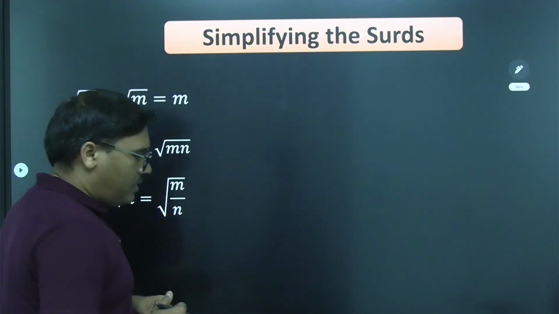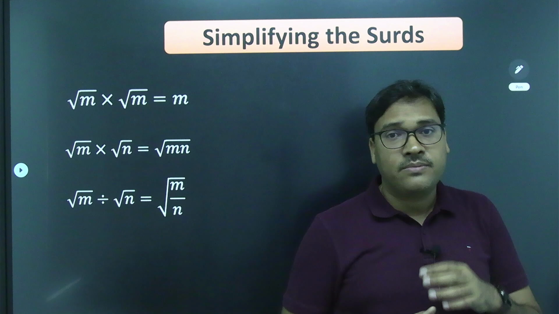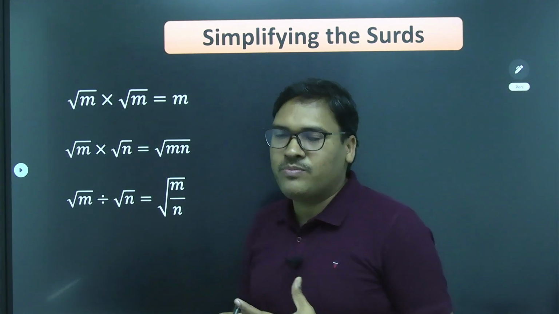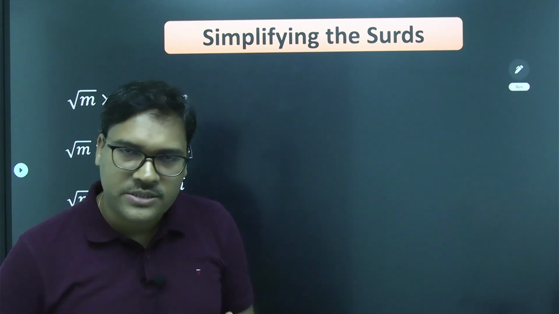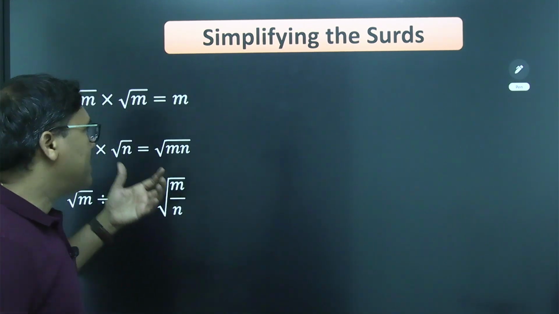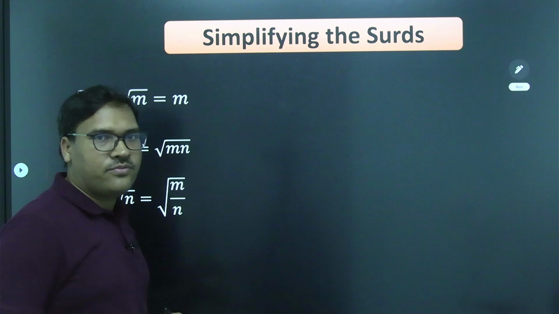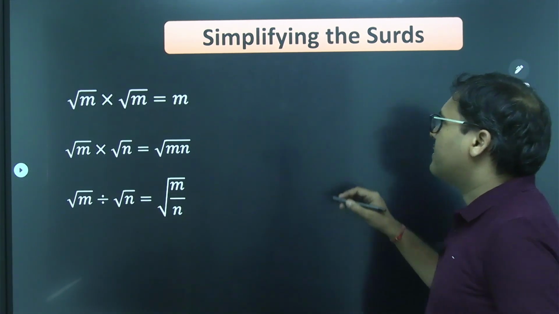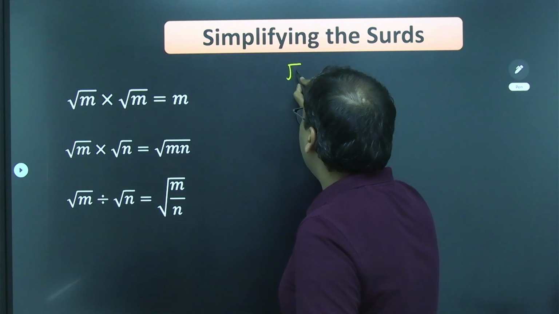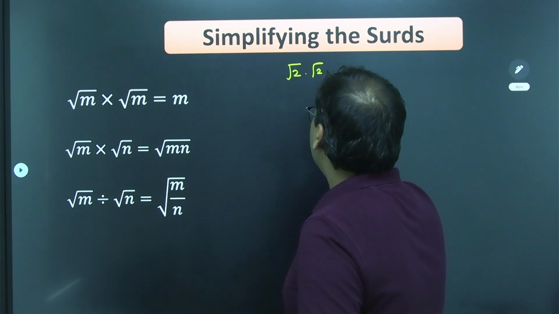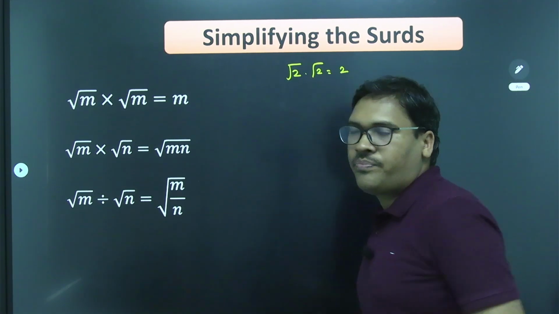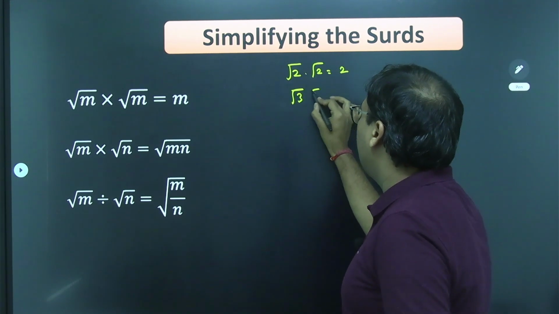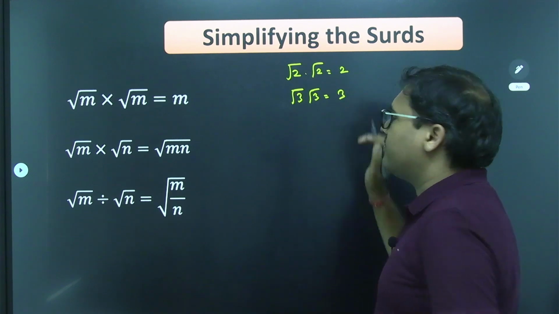Now, when we deal with surds, there are some basic rules for calculations and manipulations which need to be understood. The first thing is, what is root m into root m? Root m into root m is always equal to m. For example, what is the square root of 2 into the square root of 2? This is equal to 2 only. What is the square root of 3 into the square root of 3? This is equal to 3.